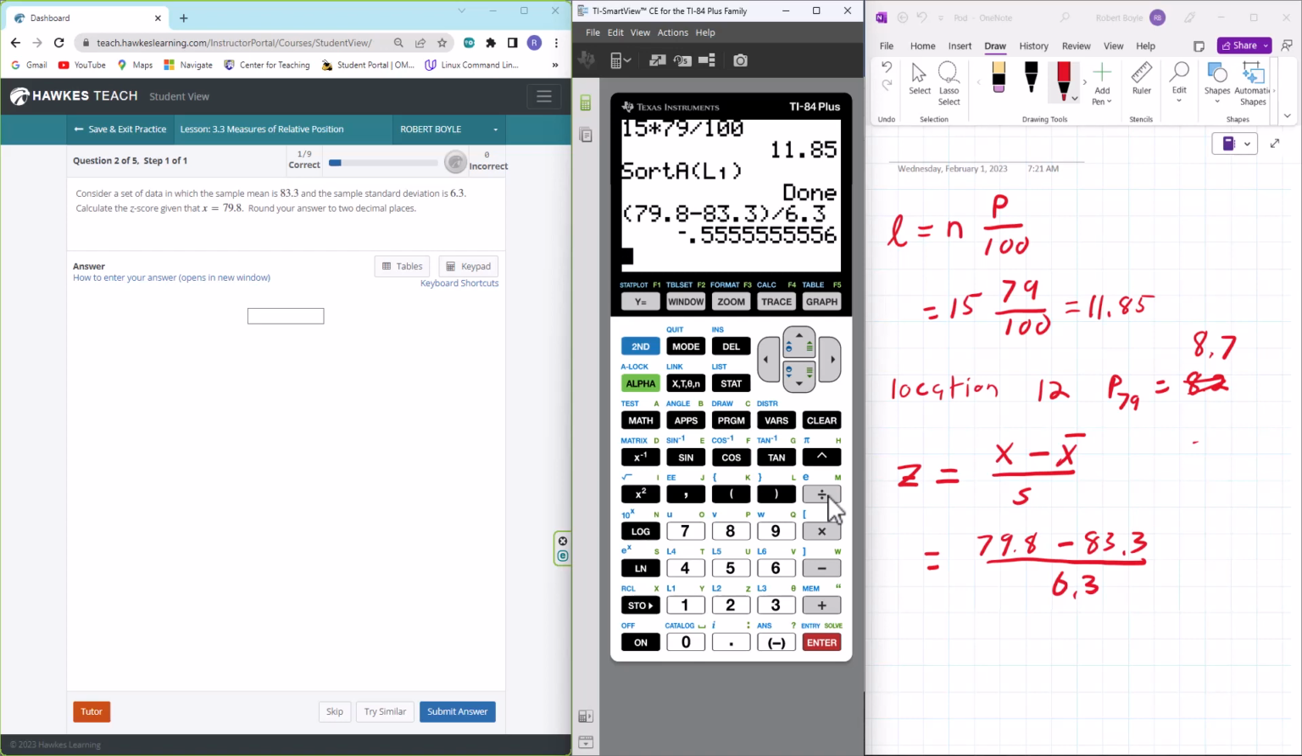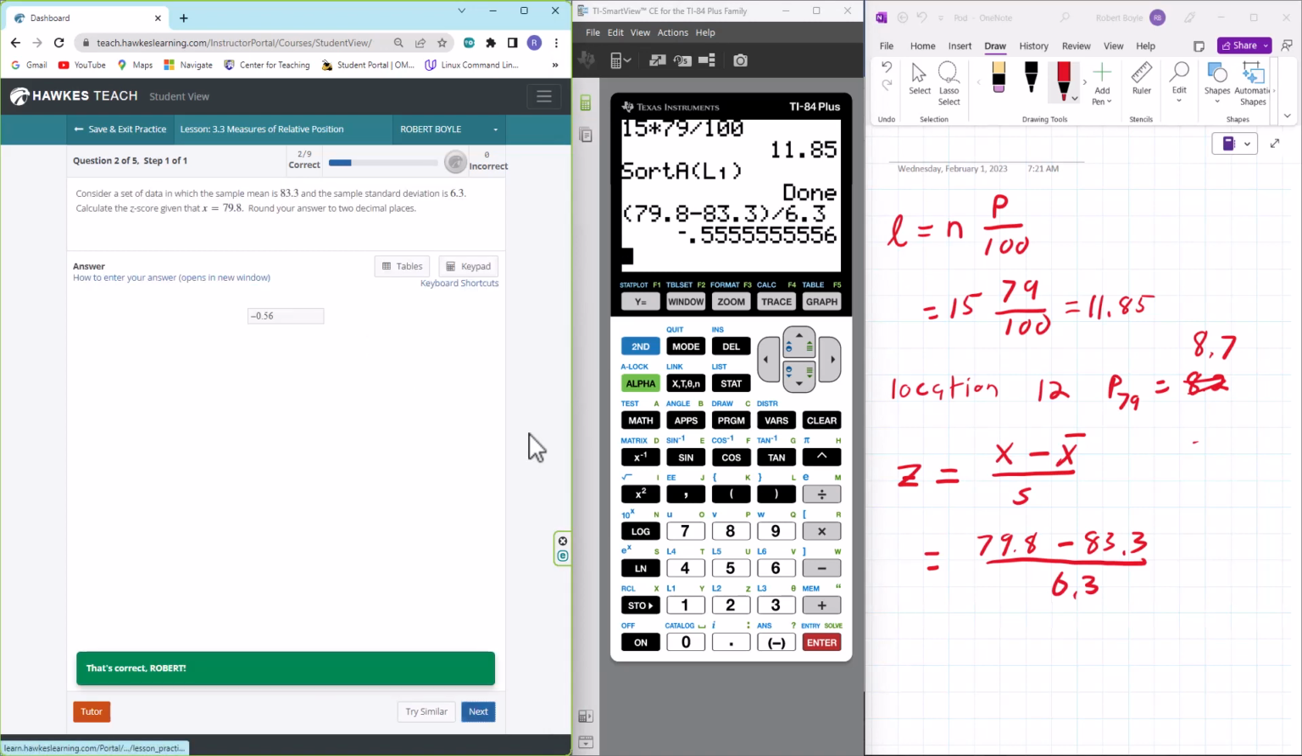Okay, we want to round this to 2 decimal places. So here's decimal place 1, decimal place 2. Notice that decimal place 3 is 5 or higher, so we want to round up to negative 0.56. There we go. Now we can move on to the next one.